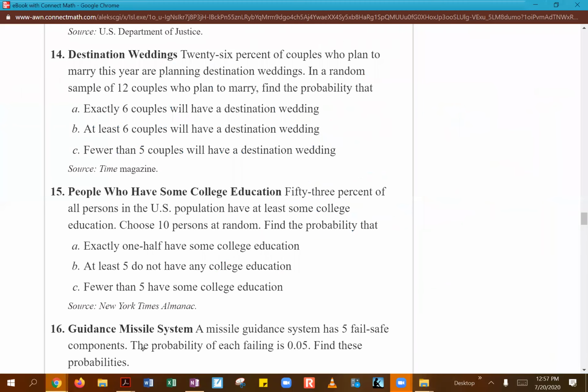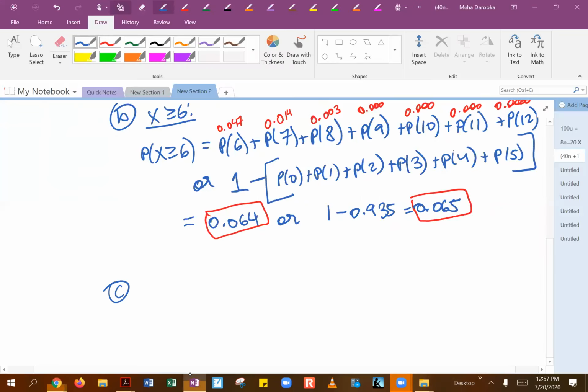Okay, so we also have part C, which said fewer than 5 couples have a destination wedding. So when they're talking about fewer than 5 couples, of course, we are saying X is less than 5. So in this case, that would mean 0, 1, 2, 3, and 4, right? Because they're saying fewer than 5, which means you're not including 5 in there.